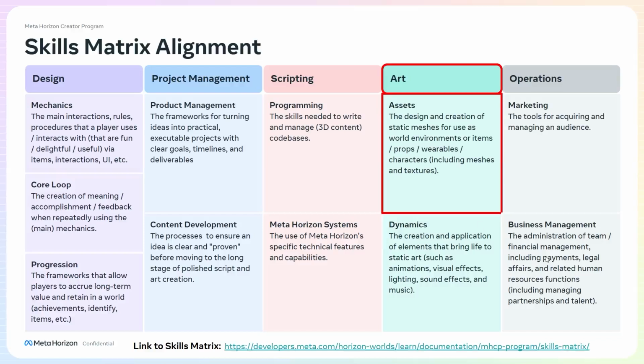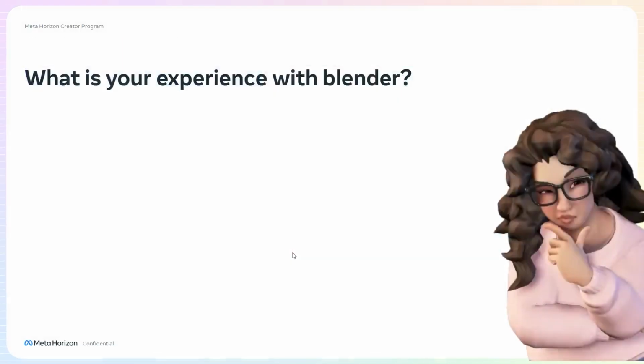Alrighty, so in the skills matrix alignment, we are touching base on the art. Yes, it's being recorded. The design and creation of static meshes for use as world environments or items, props, wearables, characters, including meshes and textures.